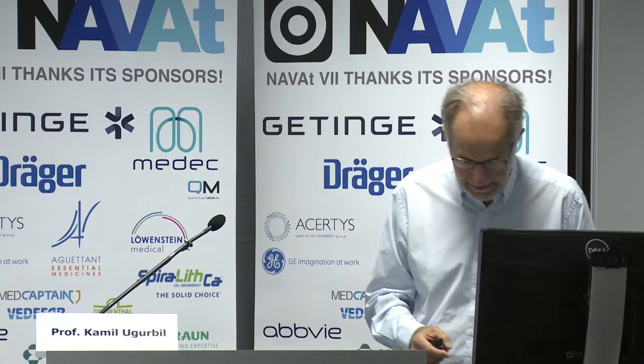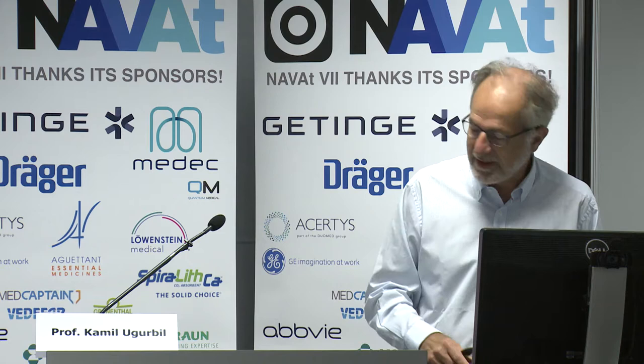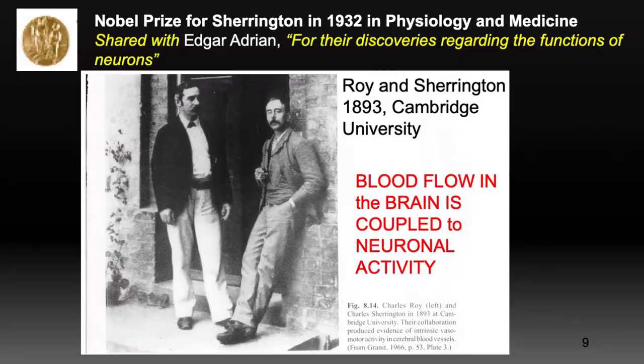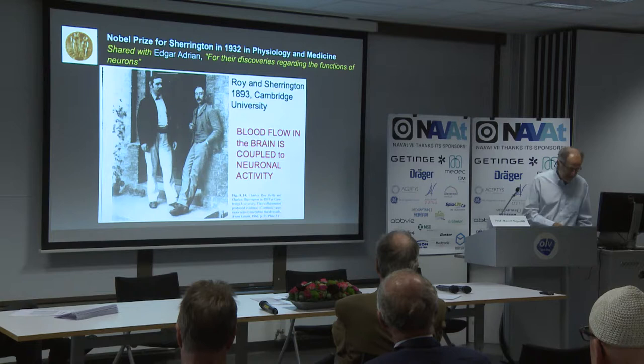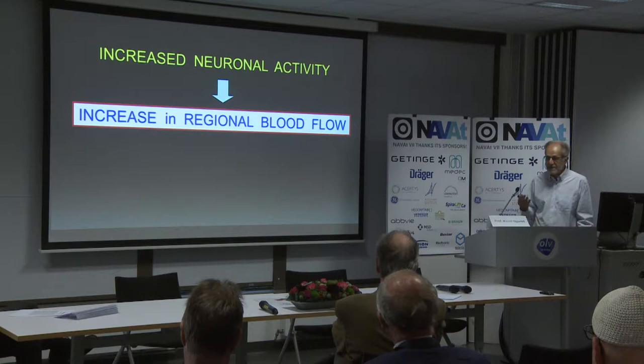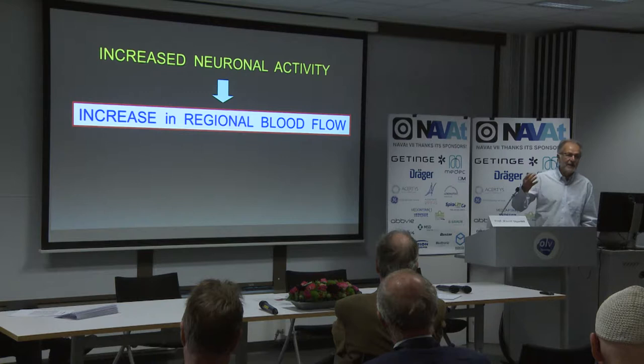And it really relies on a lot of concepts, a lot of discoveries, which I want to briefly summarize for you. First of all is neurovascular coupling. It relies on neurovascular coupling, a concept that was described in 1893 by Roy and Sherrington at Cambridge University. And what they showed was that blood flow in the brain is coupled to neuronal activity. So that is one thing that we are looking at. And so if you have increased neuronal activity, you have increased regional blood flow, and from that you can in principle obtain an image of where the blood flow has increased and can infer where the neuronal activity has changed.